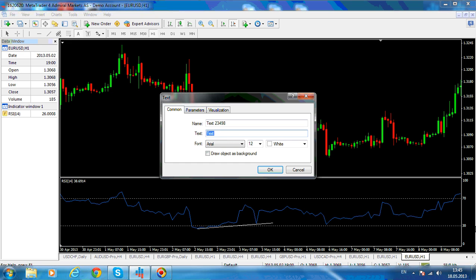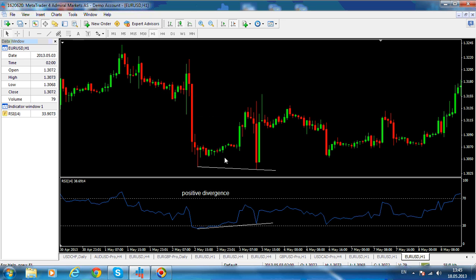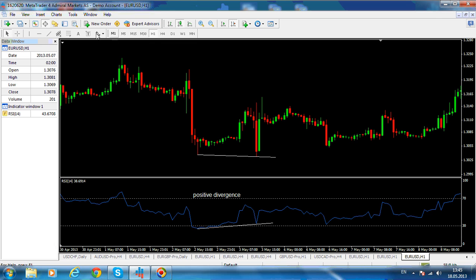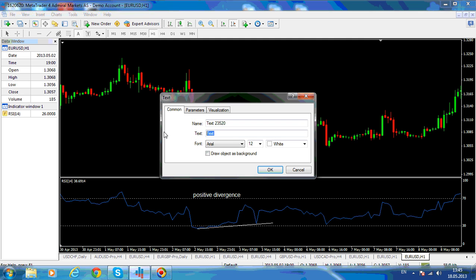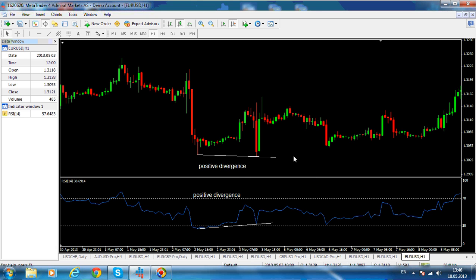and this is being called a positive divergence. Let's write it there too, positive divergence. So this is a positive. Under a positive divergence, traders look to establish long positions. Okay, so long positions based on such a divergence.